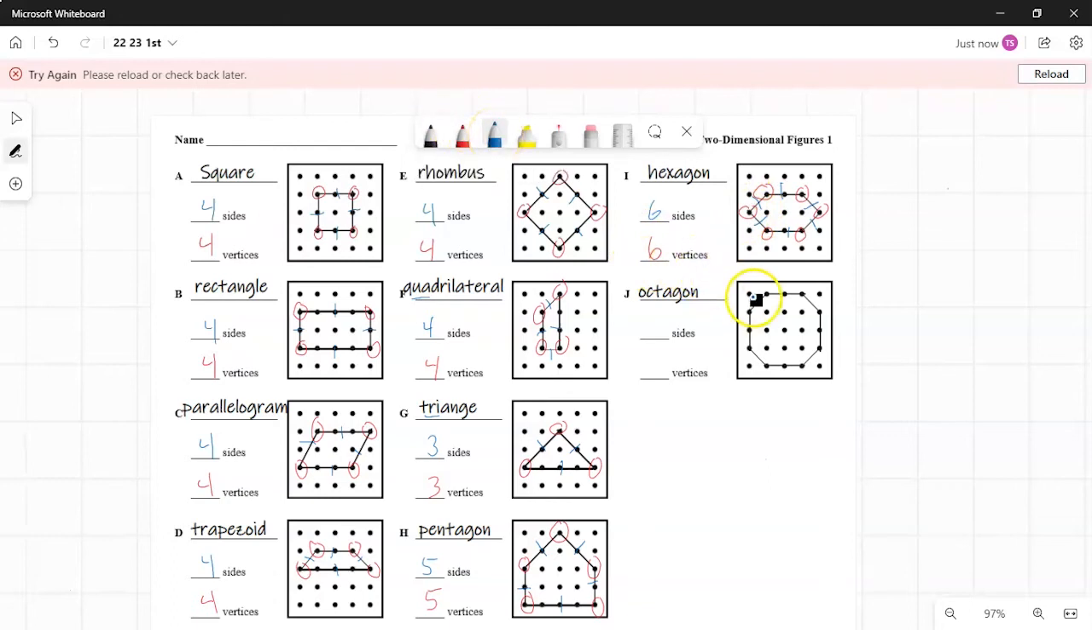And the octagon. Octagon has 1, 2, 3, 4, 5, 6, 7, 8 sides. Octa means 8, like octopus. And has 1, 2, 3, 4, 5, 6, 7, 8 vertices. And that's all we have to do for two-dimensional figures. Now we'll go ahead and look at our skills 13.